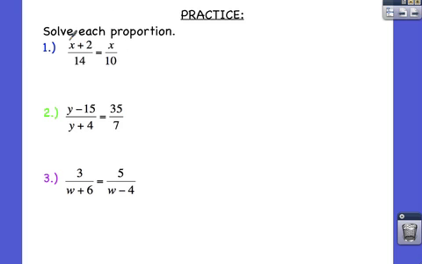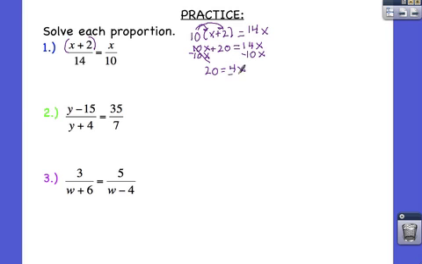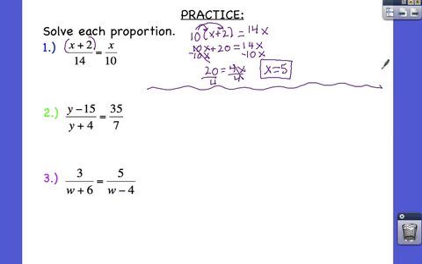Number 1, we're multiplying 10 times the quantity x plus 2, so we put it in parentheses, which equals 14 times x. We distribute to get 10x plus 20 equals 14x. Get all the x's on one side, so subtract 10x from both sides, and you get 20 equals 4x. And divide by 4 to get that x equals 5.